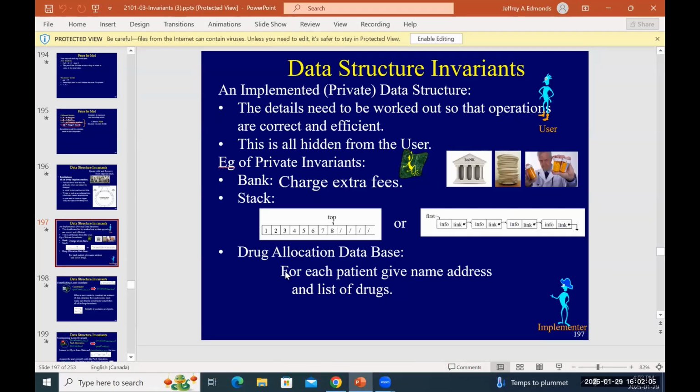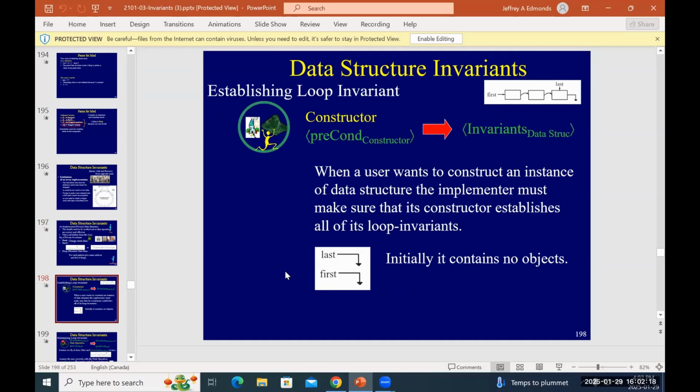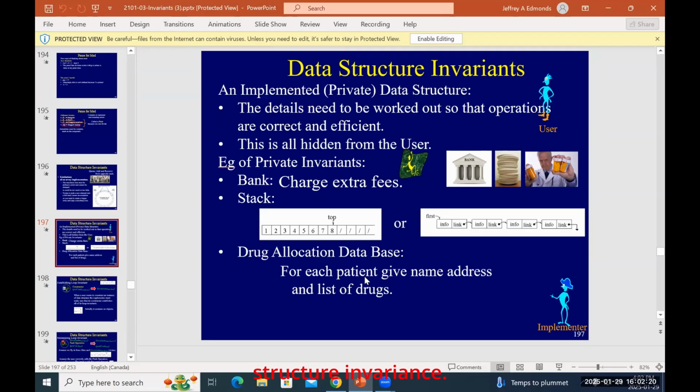Any other questions? Anything we need to be worrying about now? I think we're all right. So we're doing data structure invariants. All right.